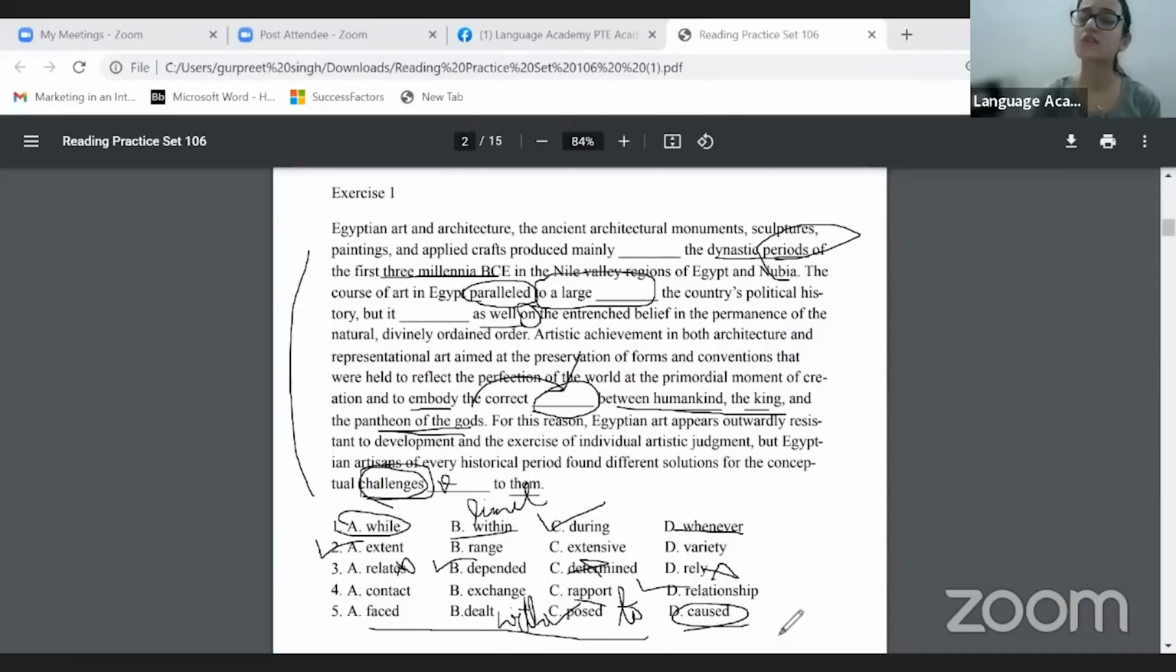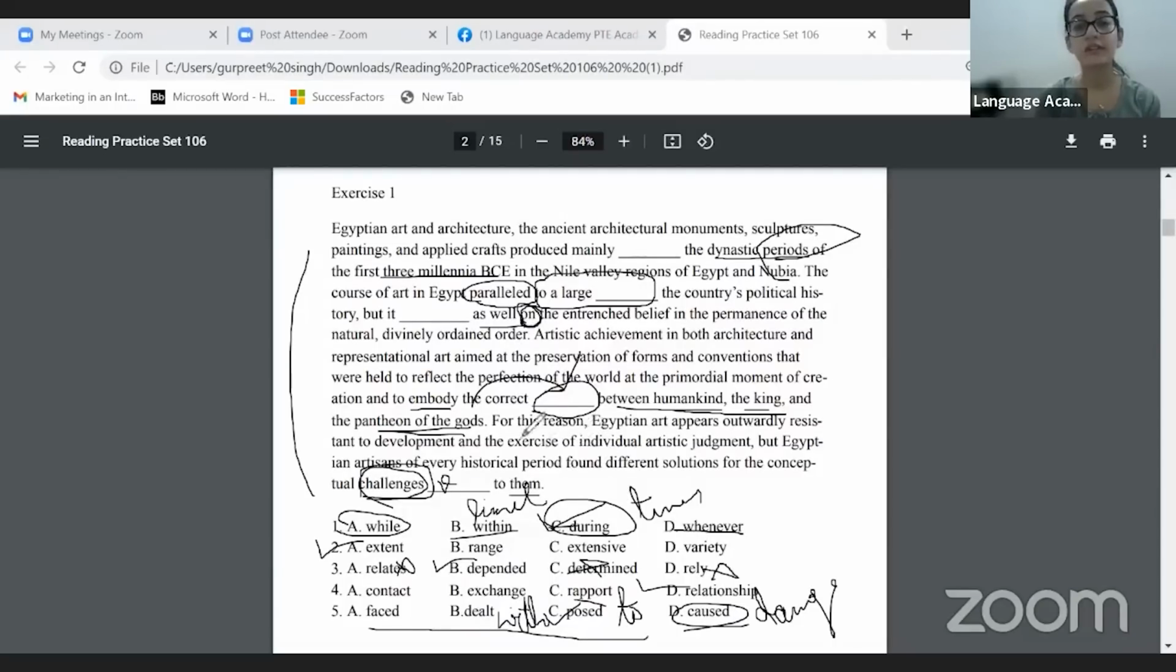Challenges cannot be caused. Caused will be more used with damages caused, because challenges are not something which are done. Challenges are something which come in front of you. So they are not caused, they are presented, right? The first answer is "during", because "during" comes when you have specified times given. "To a great extent", "to a large extent", is a phrase. The third one, we needed a past form of verb. We had two options, depended and determined. The preposition is "on", and out of depended and determined, depended goes with "on"; determined doesn't go with "on".